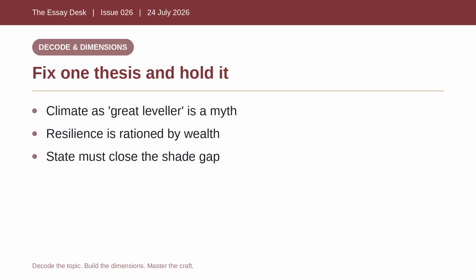Once you have decoded the tension, compress it into one sentence. You will argue for a full 1200 words. A strong thesis here could be that climate change is often called the Great Leveler because the sun checks no bank balance. But the real cruelty is that resilience itself is rationed by wealth, and it is the Republic's task to close that gap in shade, not merely track the mercury on a thermometer. Notice, this thesis takes a position. It does not just describe a problem. And every paragraph you write after this must serve this one sentence.